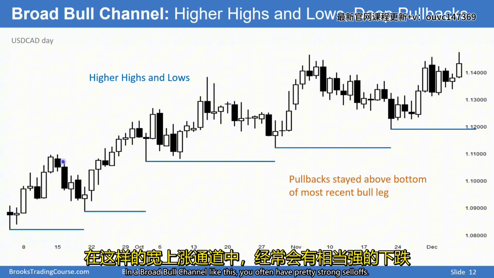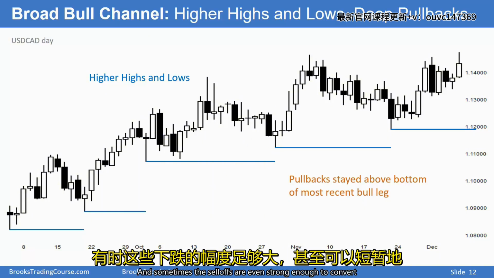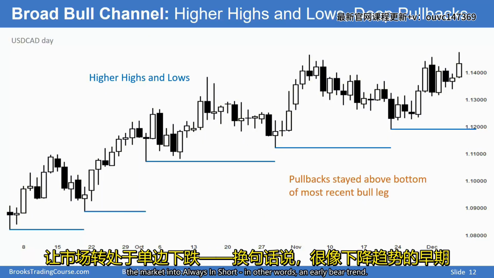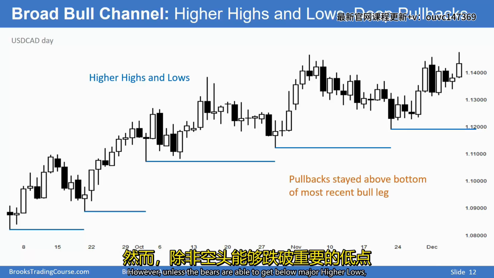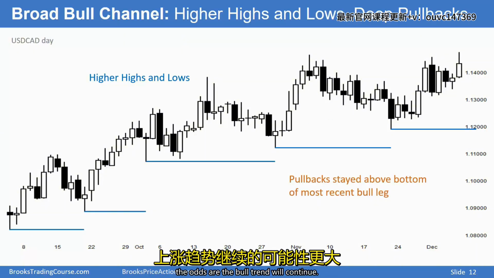In a broad bull channel like this, you often have pretty strong sell-offs. We have many of them here. And sometimes the sell-offs are even strong enough to convert the market into always in short, in other words, an early bear trend. However, unless the bears are able to get below major higher lows, even if it becomes briefly always in short, the odds are the bull trend will continue.